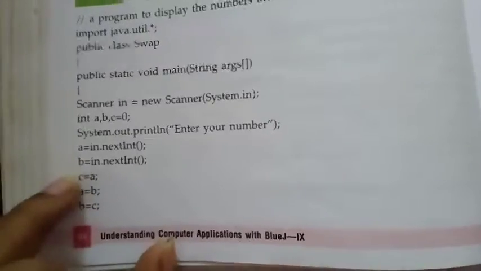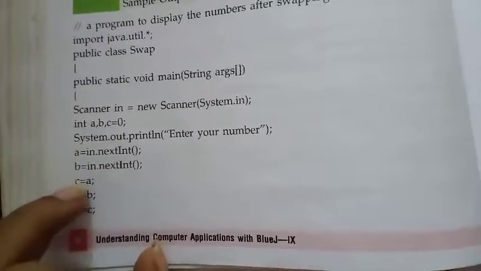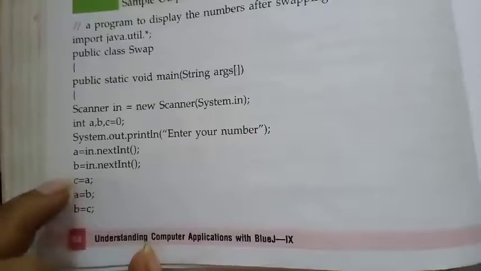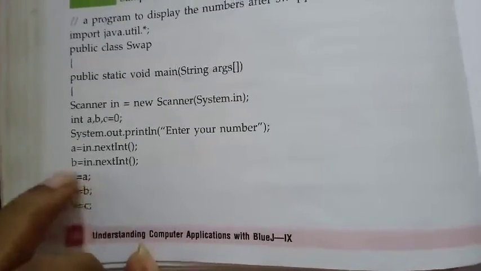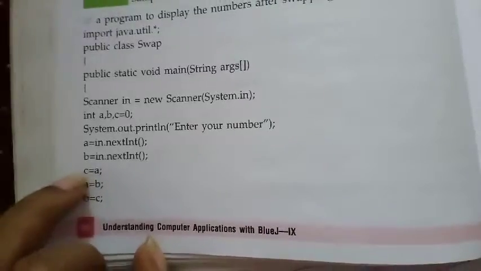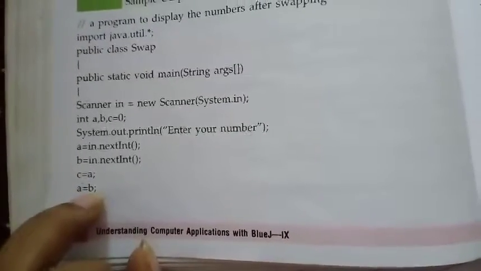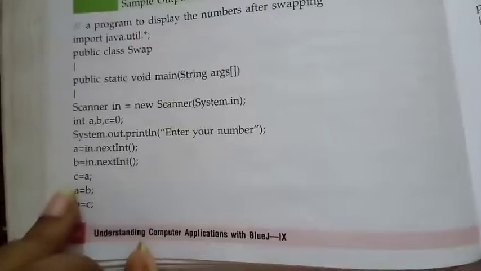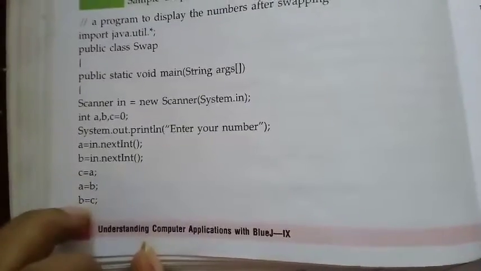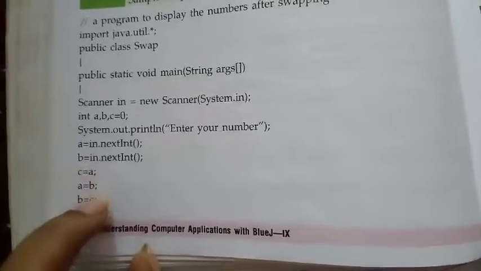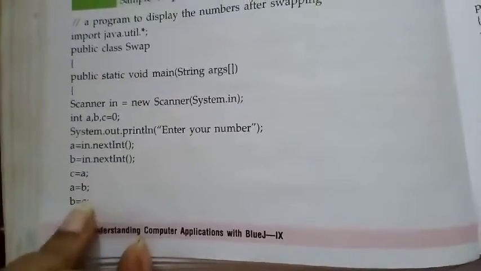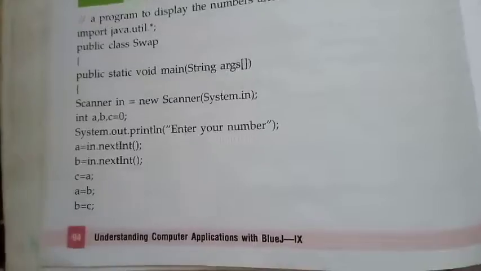So now see here, for swapping, first we are taking the a value and saving it in the third variable c. So the value of a has been saved here, and now a takes the value of b, and b takes the value of a, because in c we have stored the value of a and we are giving the value of a through c to b.